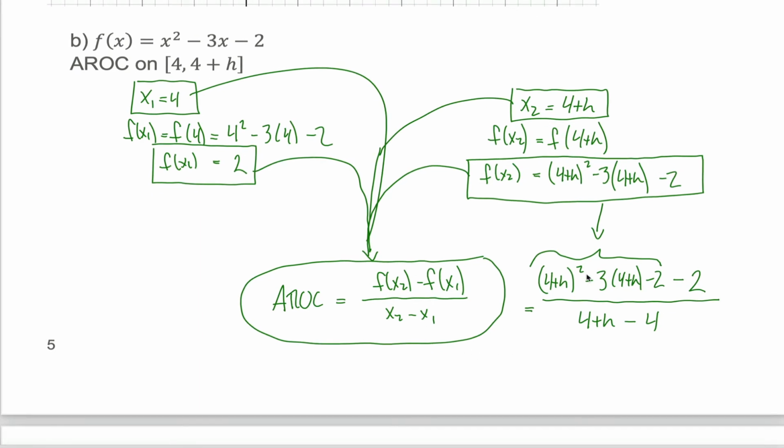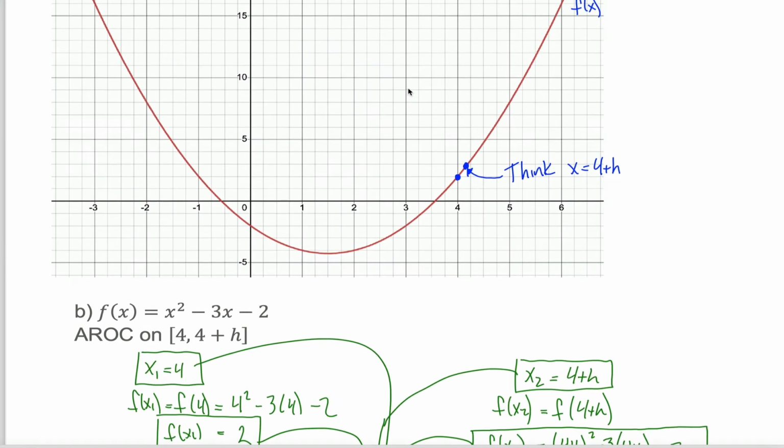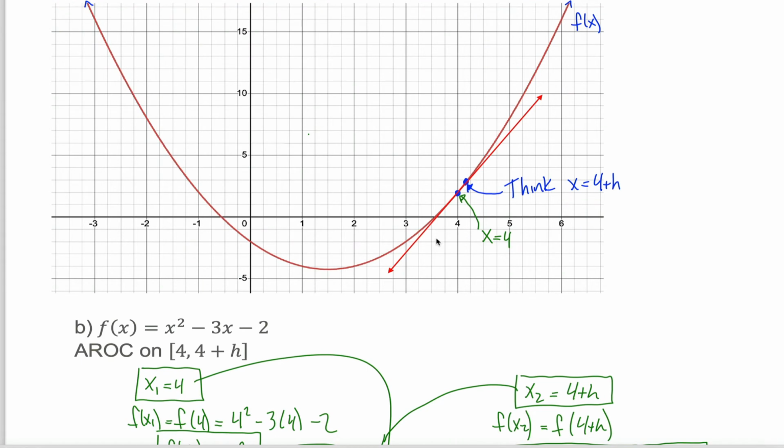Now what? Well, now it kind of depends. If you're asked to simplify this thing, we can simplify this thing. But if you're not worrying about simplifying, we're done. This expression right here represents the average rate of change of this function from 4 to 4 plus h. It's the slope of this line in red right here that connects 2 points on this curve.